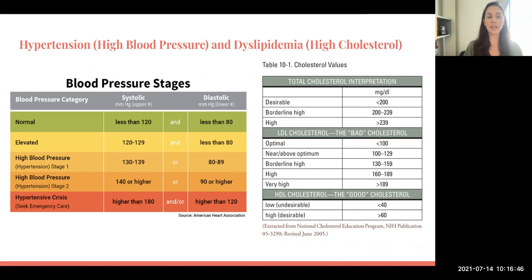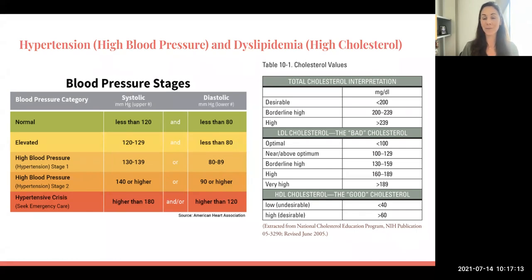And then you can see elevated as 120 to 129 and also less than 80. And then as those numbers start to rise, you move into high blood pressure stages 1, 2, or 3. If it's over 180 and over 120 for the diastolic, then you would want to seek immediate care if you were measuring your blood pressure on your own. And some people who have known high blood pressure will buy themselves a blood pressure cuff so they can check this on their own at home.